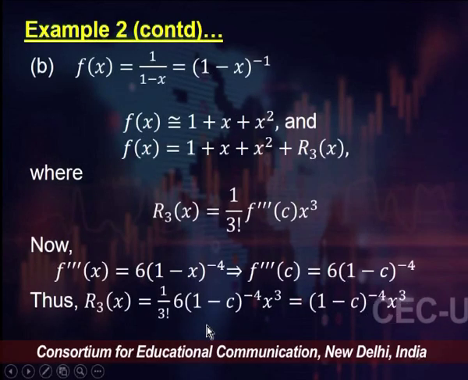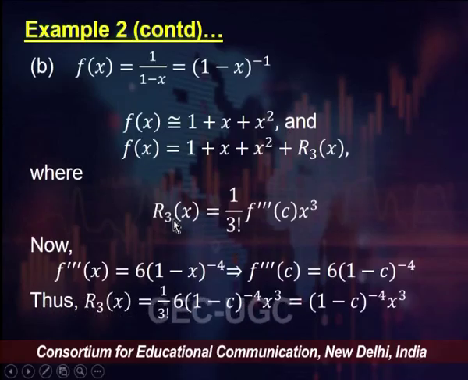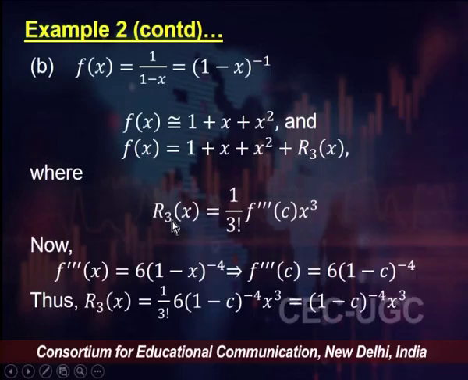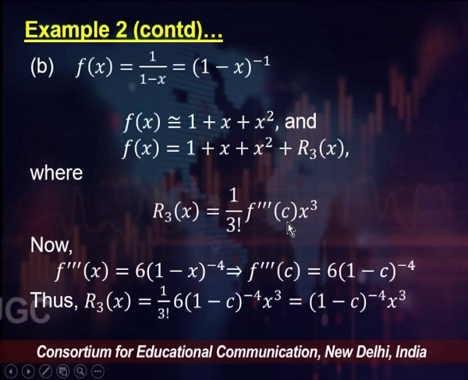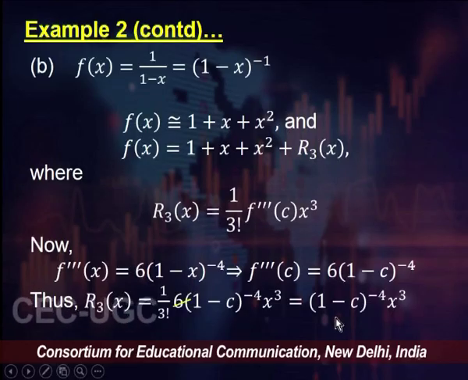Now let's take a quick look at the error term, which in this case would be 1 by 3 factorial, because now n is 2, so the remainder is r3 of x, which is 1 by 3 factorial, the third derivative at c times x cubed. You can calculate these expressions on your own, and once you do the calculations, you will get r3 of x as (1 minus c) to the power minus 4 times x cubed. So this is the expression for the remainder.